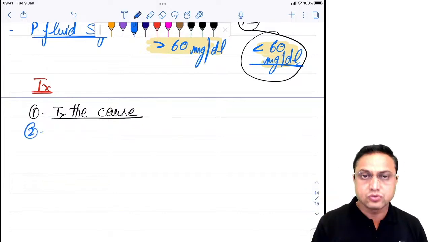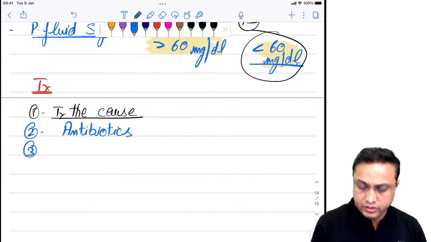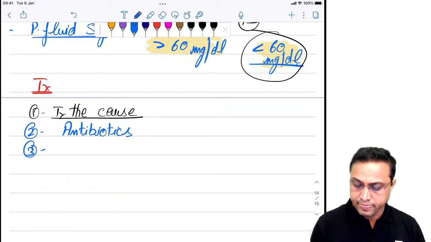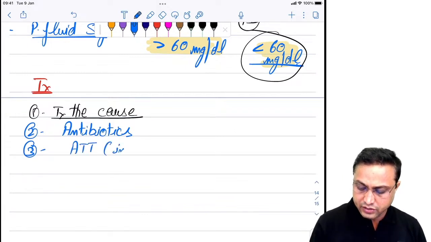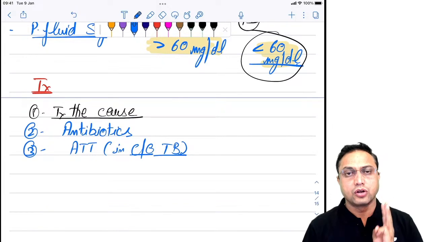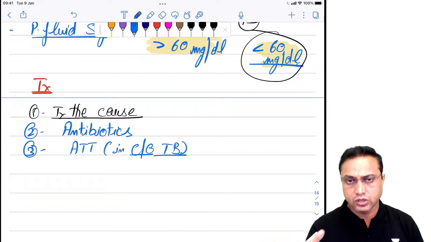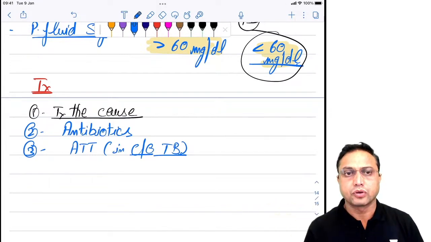Second, my dear friend, obviously if it is the exudative type of pleural effusion, you have to give the antibiotics. If it is tubercular, then start the ATT, anti-tubercular treatment, in case of tuberculosis. So treat the cause: antibiotics in case of exudative type of pleural effusion, and in case of tubercular, anti-tubercular treatment. If it is carcinoma, obviously you have to go for radiotherapy or chemotherapy, based upon the type of the cancer. You have to treat the cause again.